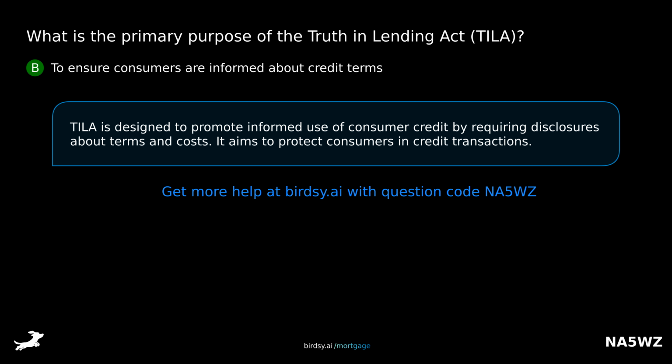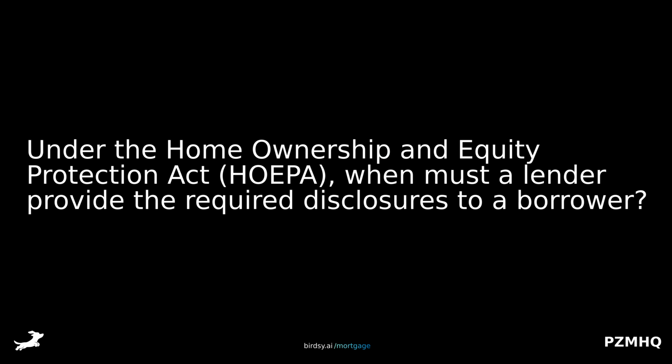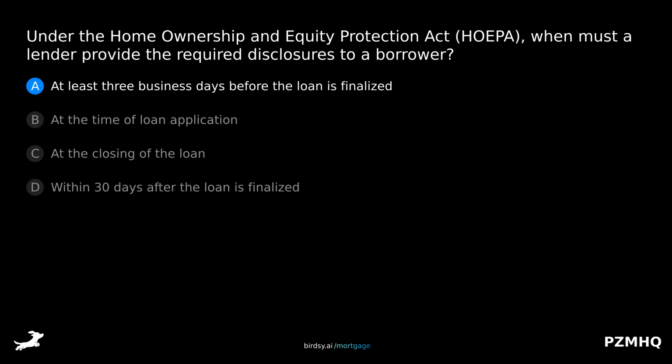TILA is designed to promote informed use of consumer credit by requiring disclosures about terms and costs. It aims to protect consumers in credit transactions. Under the Homeownership and Equity Protection Act, when must a lender provide the required disclosures to a borrower? Is it A, at least 3 business days before the loan is finalized, B, at the time of loan application, C, at the closing of the loan, or D, within 30 days after the loan is finalized? The answer is A, at least 3 business days before the loan is finalized.